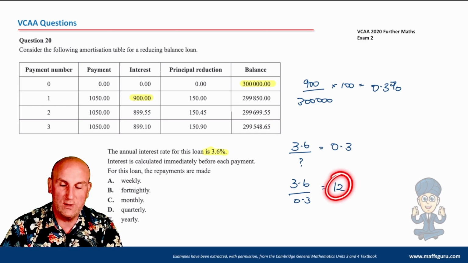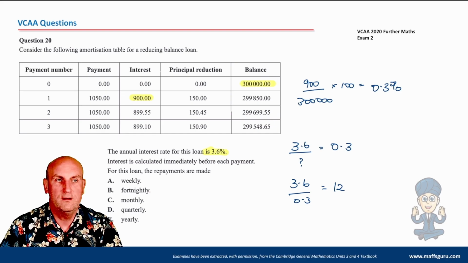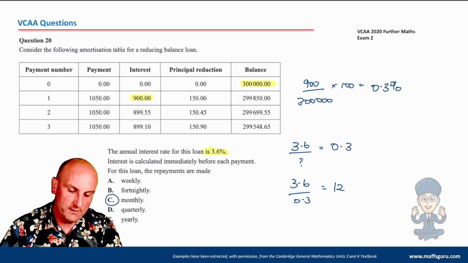That's what this stands for. There's 12... well, hold on a moment. 12 compounding periods would mean monthly, wouldn't it? Oh, well, in which case, C there would have been my correct answer.